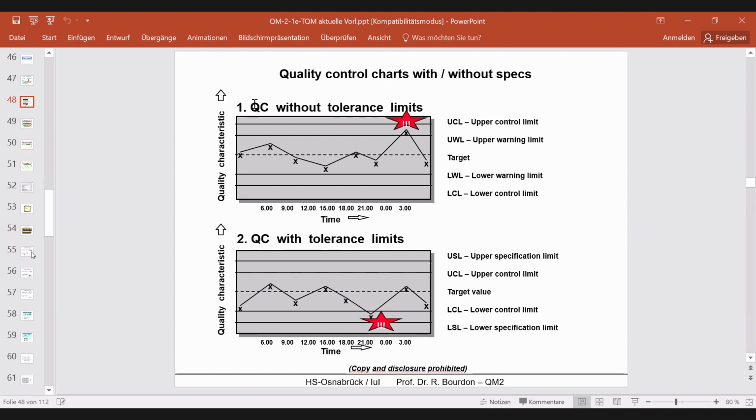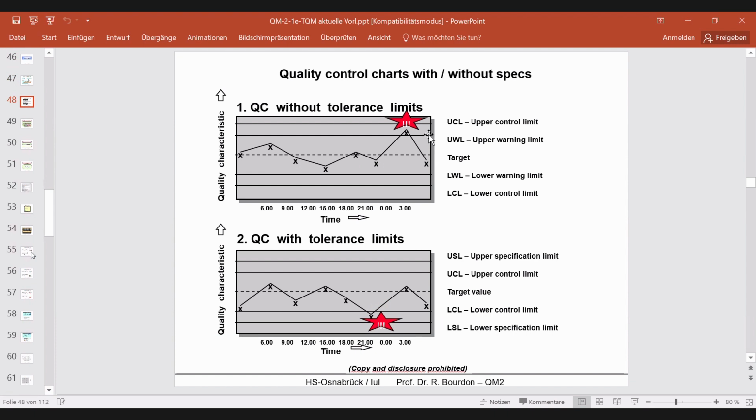One option is if you don't have tolerance limits, the customer has no tolerance limits for this quality characteristic. Maybe the weight of a plastic part, there is no tolerance given by the customer. This would be an example. In this case, you have an upper control limit here and a lower control limit here. And inside this area, you have an upper and a lower warning limit. This is the target value which has to be reached.